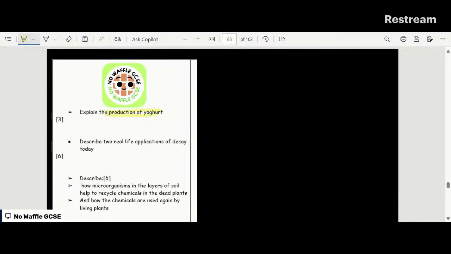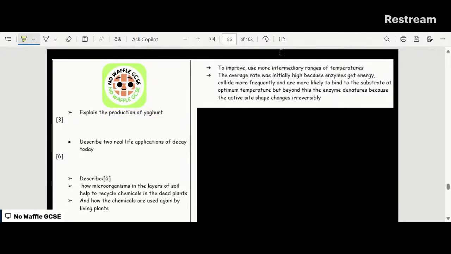Explain the production of yogurt. How is yogurt produced? Now, this links to the milk decay because, in fact, yogurt is produced through milk decaying a little bit.